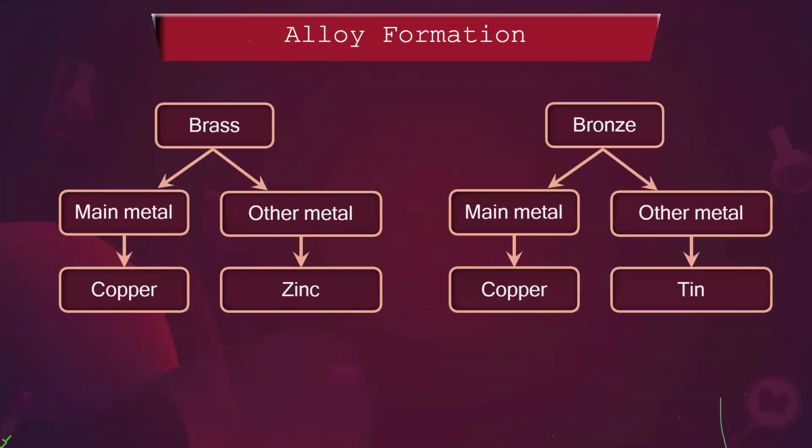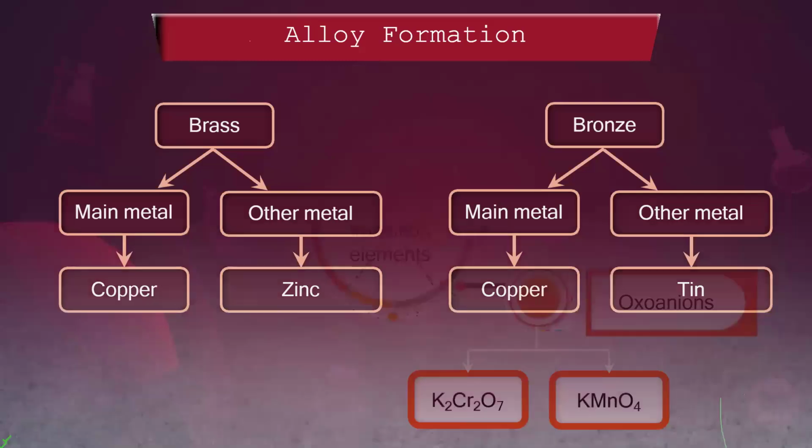Brass: the main metal is copper, another is zinc. Bronze is copper with tin, like this. These are the examples.